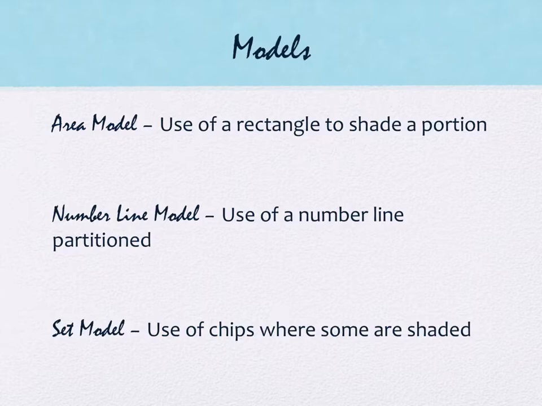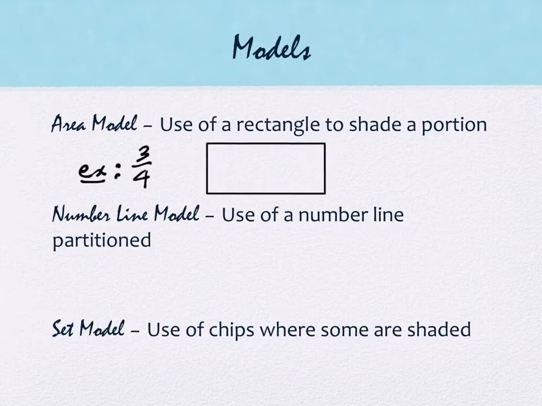The first one is called an area model. You use a rectangle, though it doesn't really have to be a rectangle. That's just commonly used because a lot of shapes that we use them for are rectangles. But you're using some sort of shape and you're shading a portion of it. So we'll do an example of 3 over 4. You draw a rectangle or a circle or whatever, and you split it into 4 equal regions, and then you would shade 3 of them. That would be the fraction 3/4 in an area model.